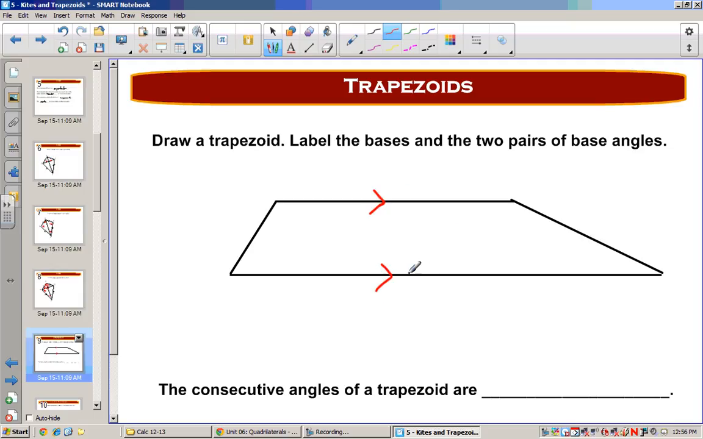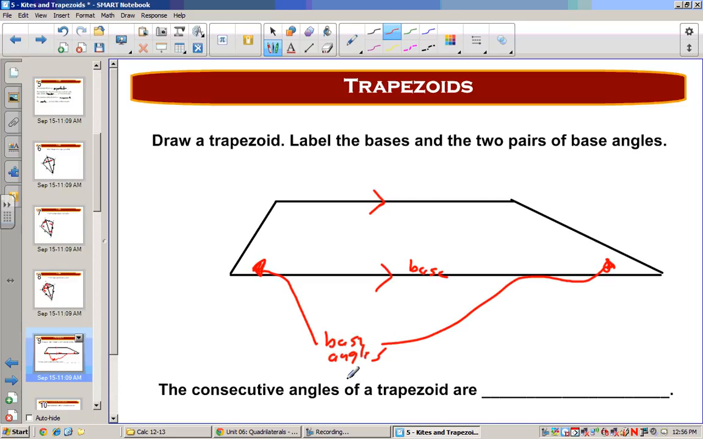Now, if this is the base, our base angles would be here and here. These are the base angles. Could draw a line better. But we could also say the top is the base, and those two are the base angles as well.